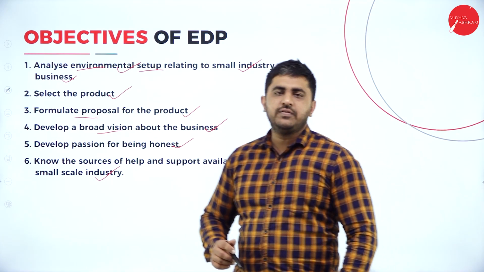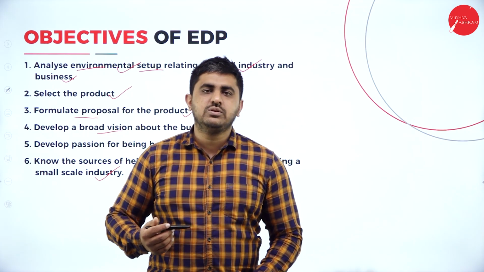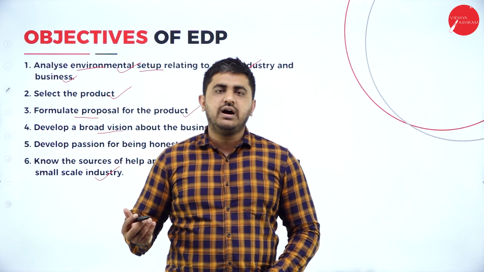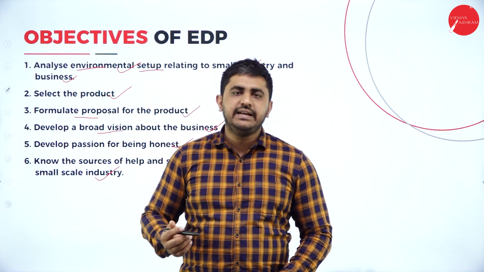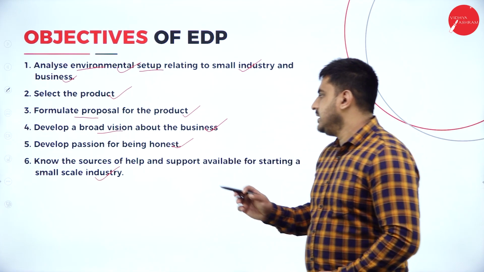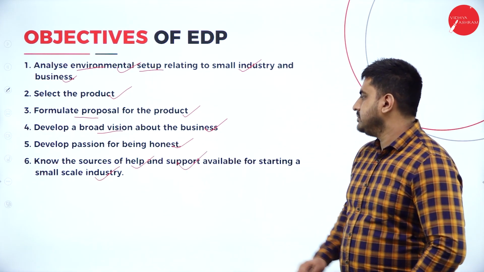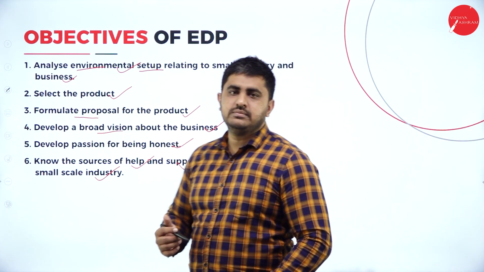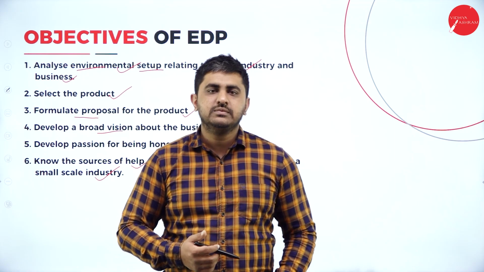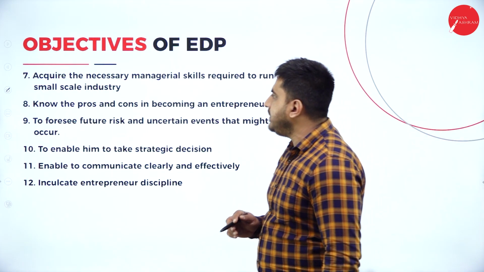There are a lot of government run institutions giving assistance to entrepreneurs, like your MBFC, your SSI, your SIDBI. There are a lot of institutions. So what EDP does is it will help and support the entrepreneur by educating him about the various sources of help that are available to him. That is the meaning. Next, we go for objectives of EDP.